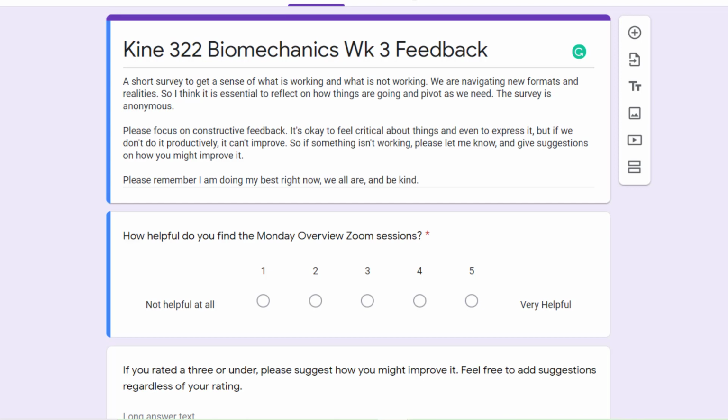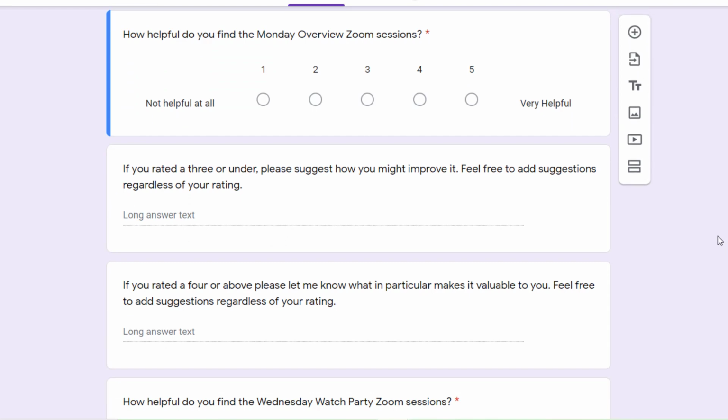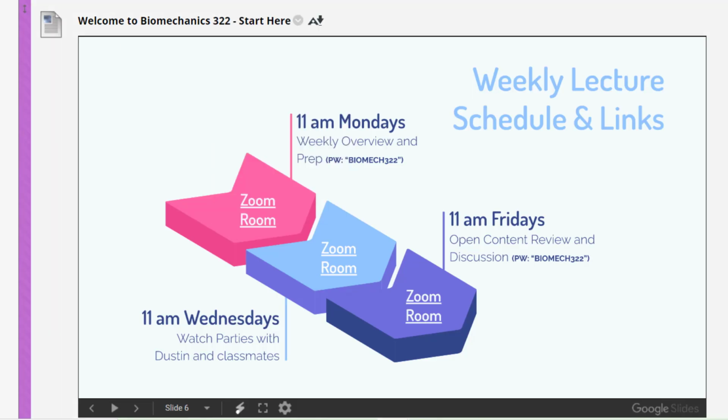I was wondering, are these effective or not? And so I asked 3 questions about each of our Zoom sessions. And the way I structure my class, I have very specific goals and agendas for each of our sessions. So Mondays we do a weekly overview and prep where we talk key points and expectations and assignments and make sure they're set up for success for the week.